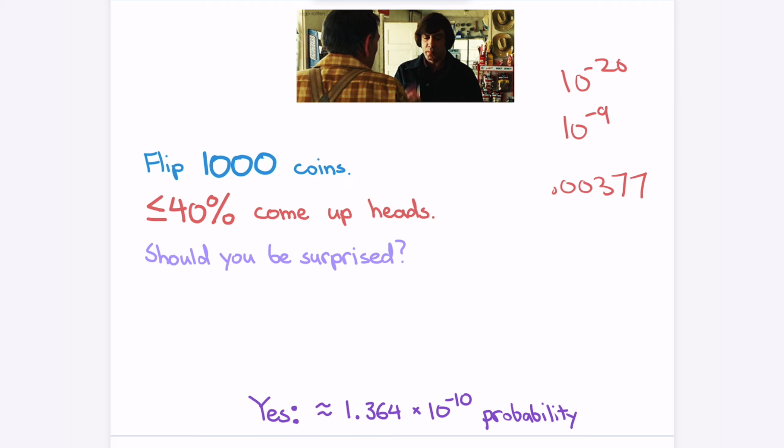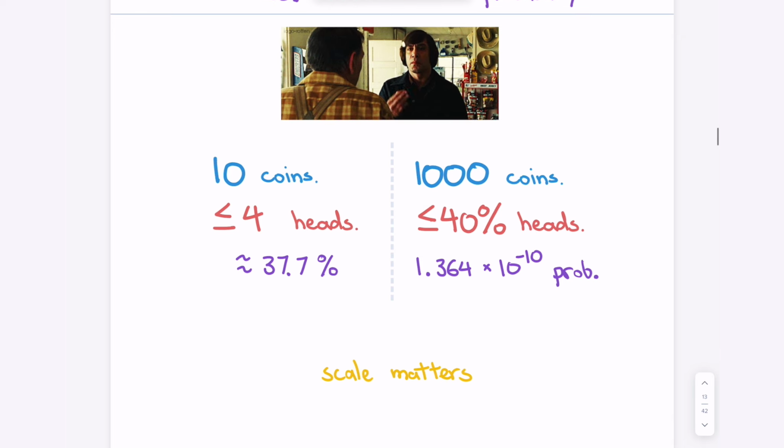Okay. So when you look at these two, it's the same proportion. All that changed is the number of coin tosses, and this is completely different, right? 37.7%, a third of the time, compared to you're never going to see this. You're going to get struck by lightning first. Okay, so scale matters, and that's really the point of emphasis.